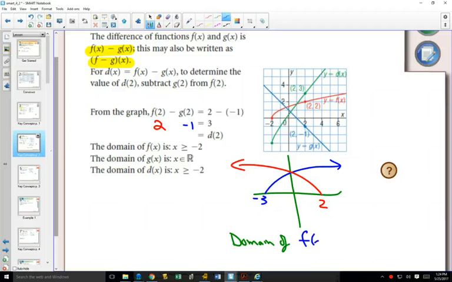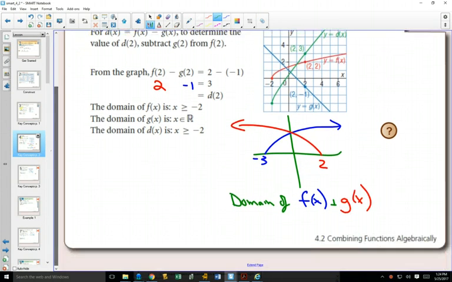And let's say the blue one's f of x and the red one's g of x. What would the domain be of f of x plus g of x? x has to be greater than or equal to -3 and less than or equal to 2. Right. So x is between -3 and 2. And it would have those equal signs because that's the only part where both of those functions exist.